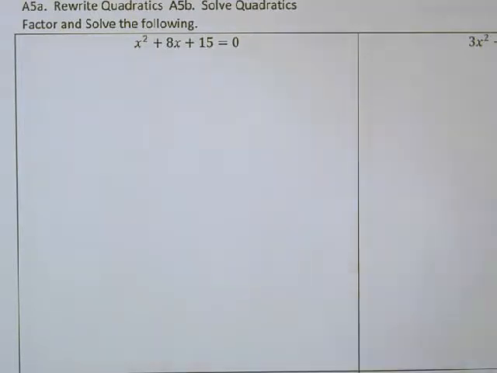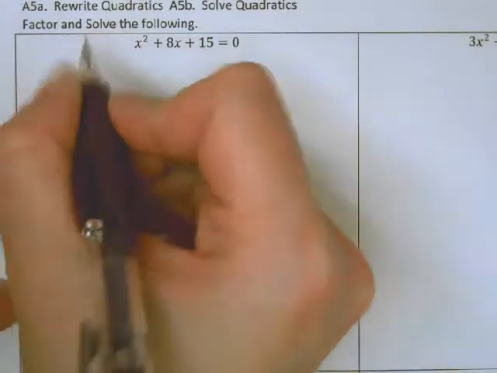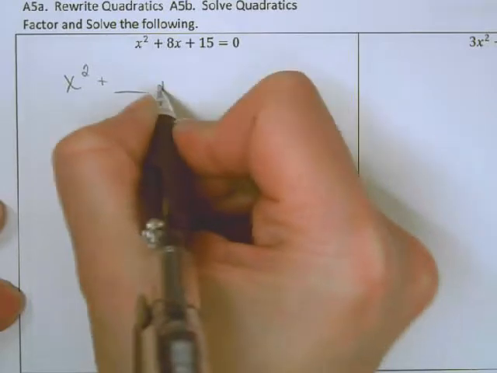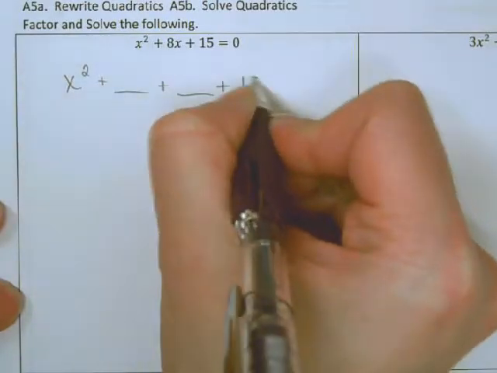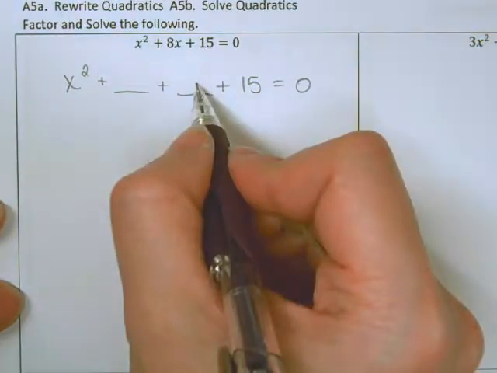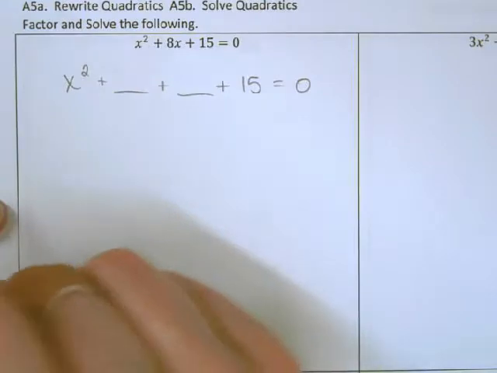So that first one, I can do this in two different ways. So I guess I'll go ahead and do it in two different ways. The first I'm going to do just with grouping. So algebraic grouping, I should say. So that means I have x squared plus something plus 15 equals 0. So these two somethings have to add up to give me 8x. They need to multiply together to give me 15x squared.